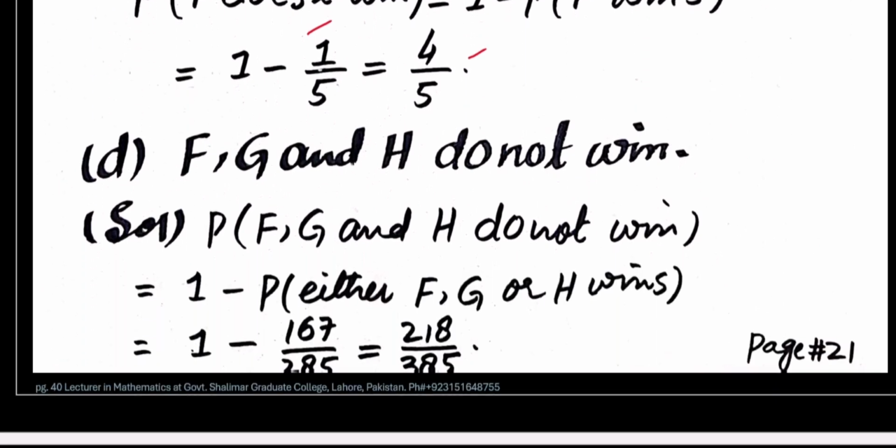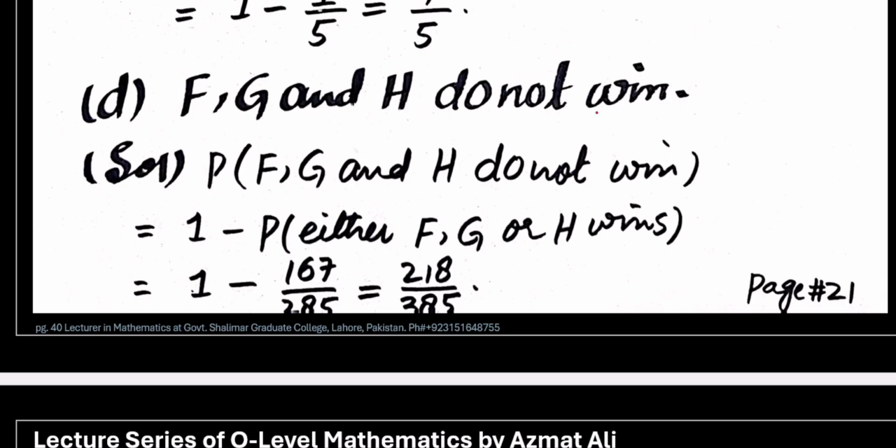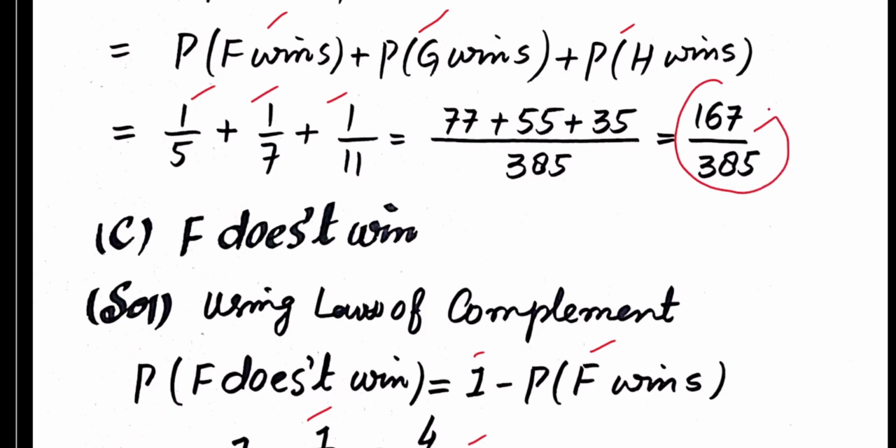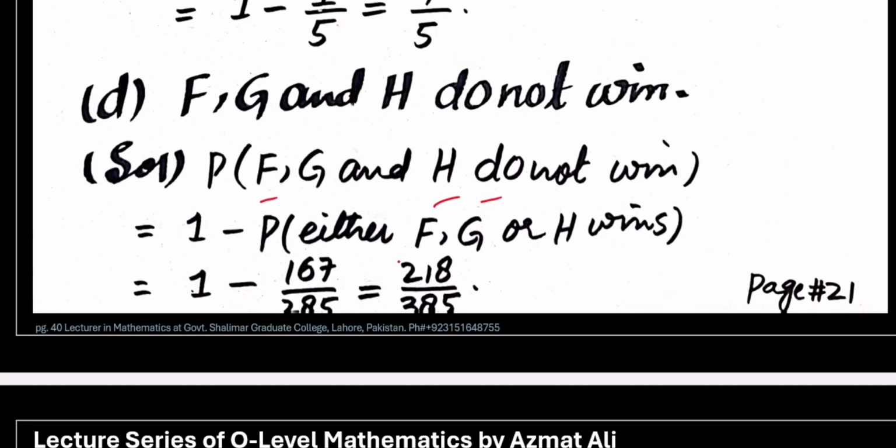F, G and H do not win. None of these teams win here. So at the same time, this is simply equal to 1 minus the probability of, I will use the law of complement here. When you say the probability of F, G and H do not win, it means this is equal to 1 minus the probability of either F, G or H win. Either one of them win. This probability of either F, G or H win we have calculated here as 167 over 385. So this is equal to 1 minus 167 over 385. This is 218 over 385 here.